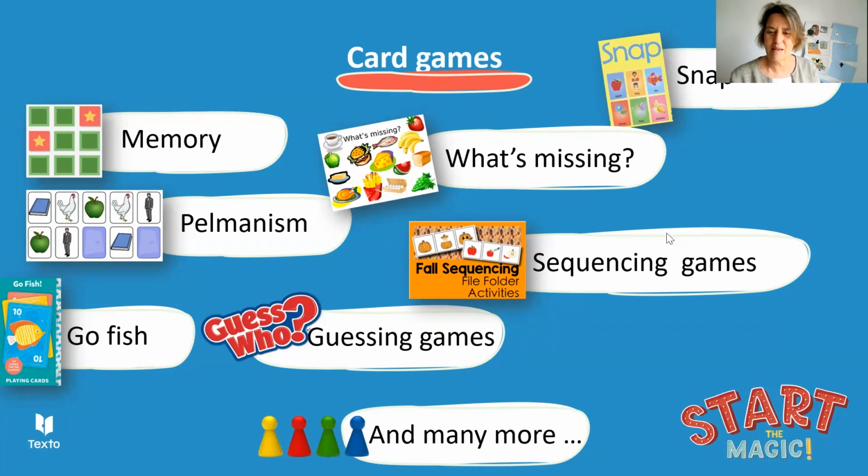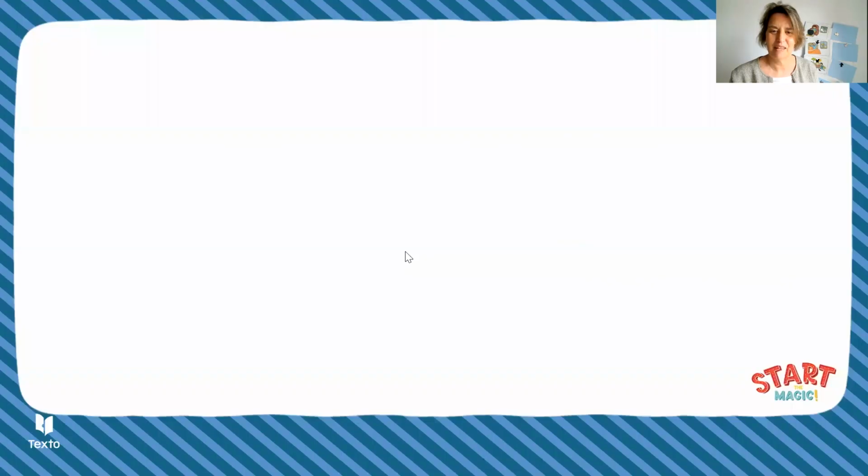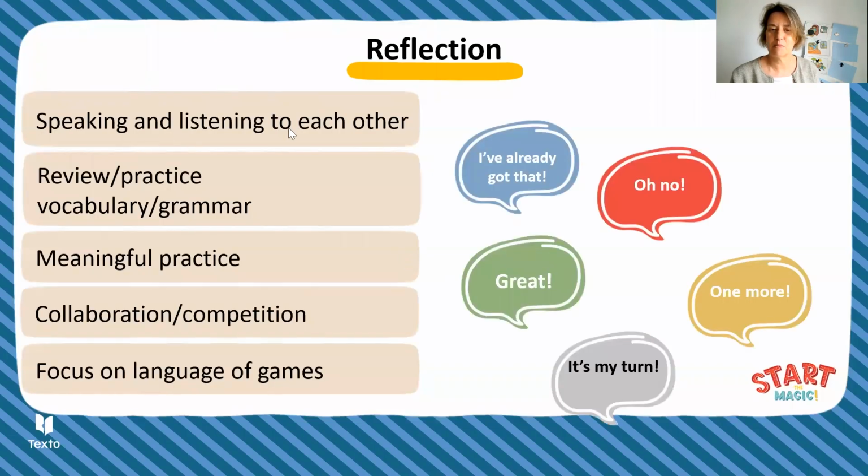All right, so all of these games, I mean, we all know Snap and you know, guessing games, Go Fish, Pelmanism, and so on. All right, so here we have, again, speaking and listening to each other, some review and practice of vocabulary and grammar, some, again, meaningful practice. So if they're playing Pelmanism, for example, they have to ask, have you got a, or can I have a? Yes, here you are. Thank you, right? So you can introduce some interesting sort of mini dialogues in the games. And again, we've got the language of games coming through. All right, how's that ladder doing? Have you got your 6?